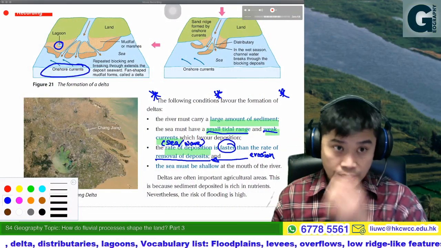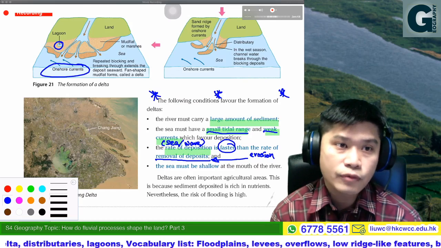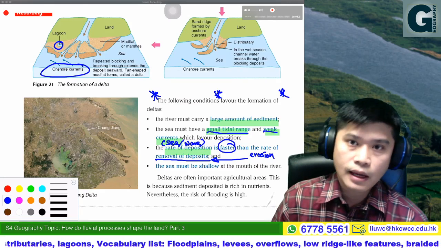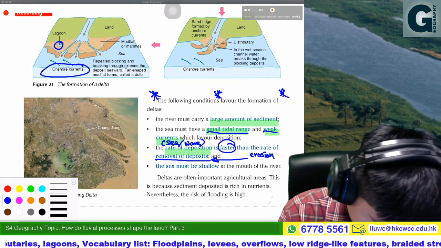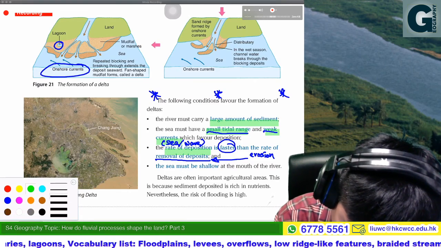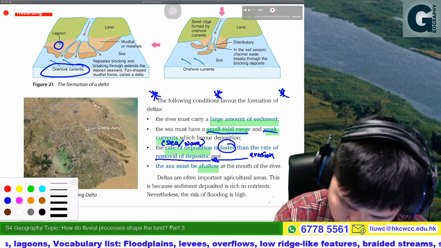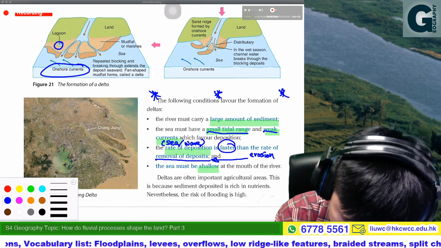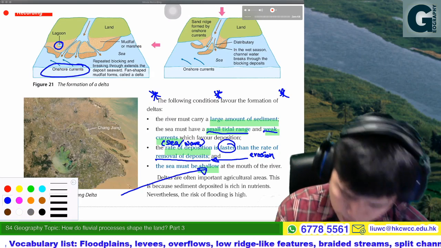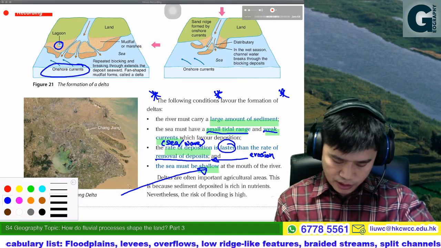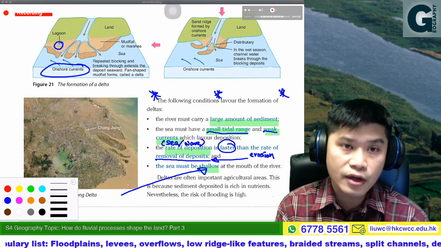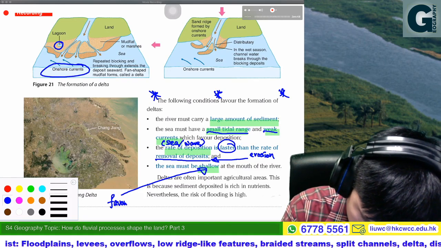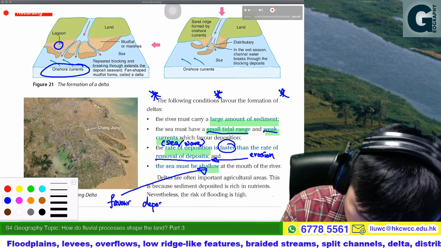Okay, so let's continue. That would be about the erosion at the sea, and then the last one: the sea must be shallow at the river mouth. Why? It is because a shallow sea would favor that position.